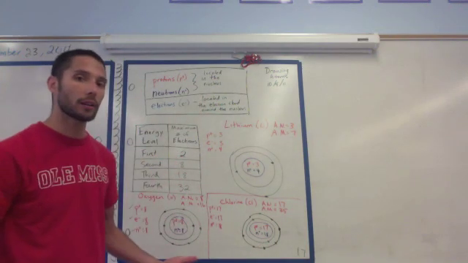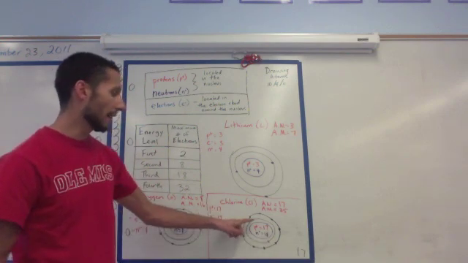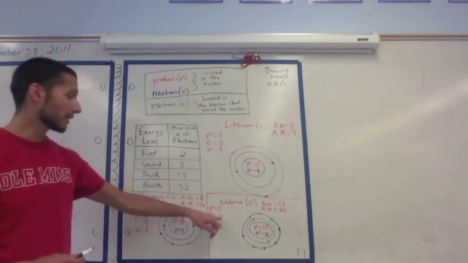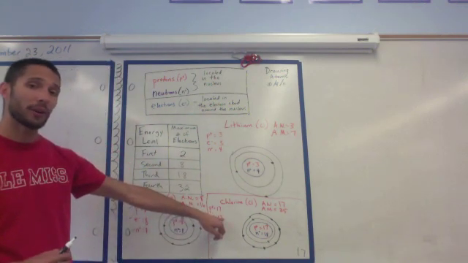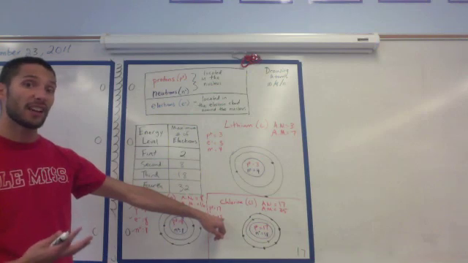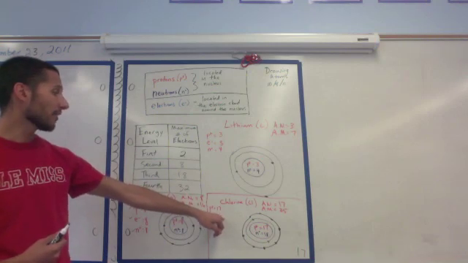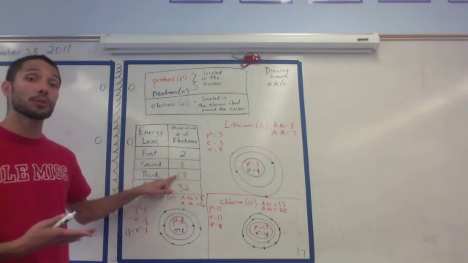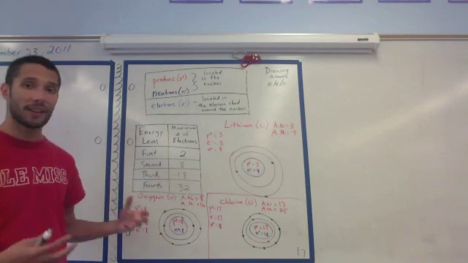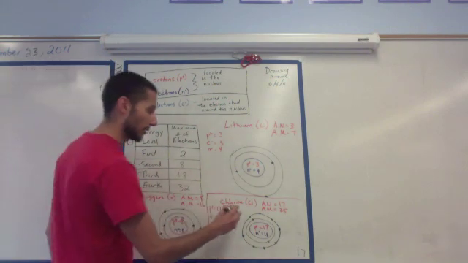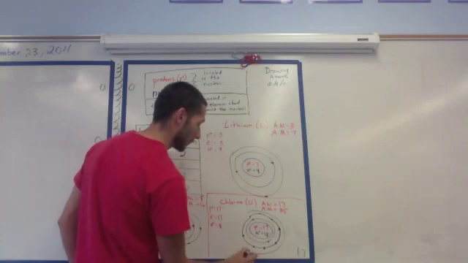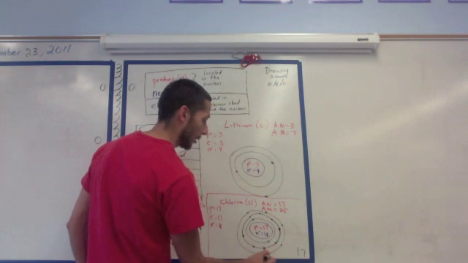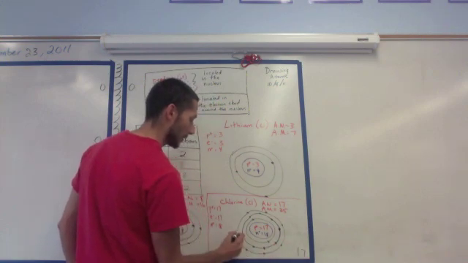Alright, so how many total electrons have I placed? I just put 8 and had 2 originally, so that's a total of 10. Okay, but I need to put 17. So how many do I have left? Good, I've got 7 left. Can I place all 7 into the third energy level? Yes, because it can hold up to 18. So I'll put my last 7 electrons in this third energy level. 1, 2, 3, 4, 5, 6, 7.